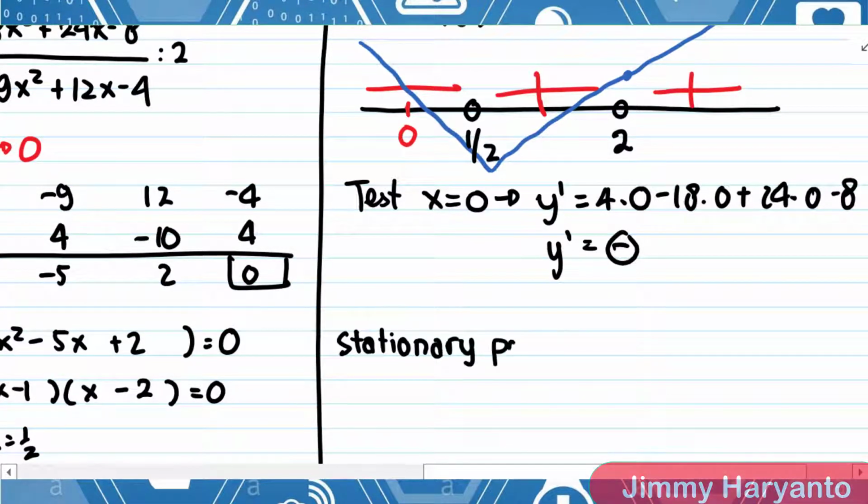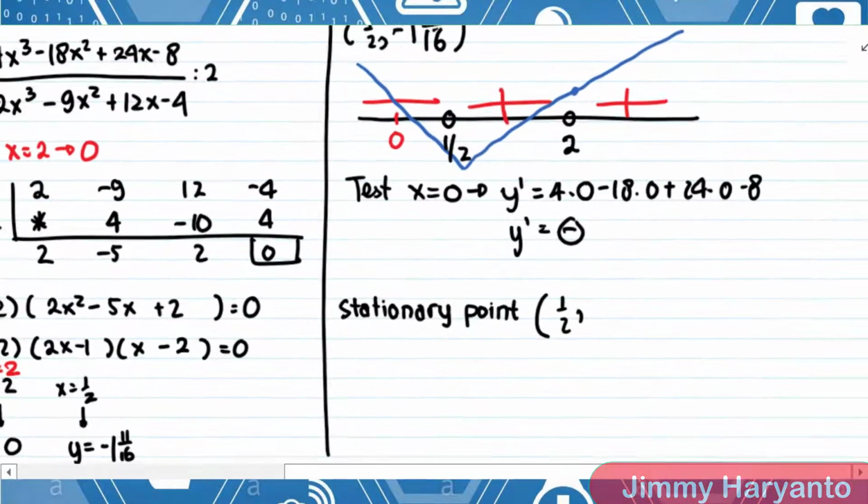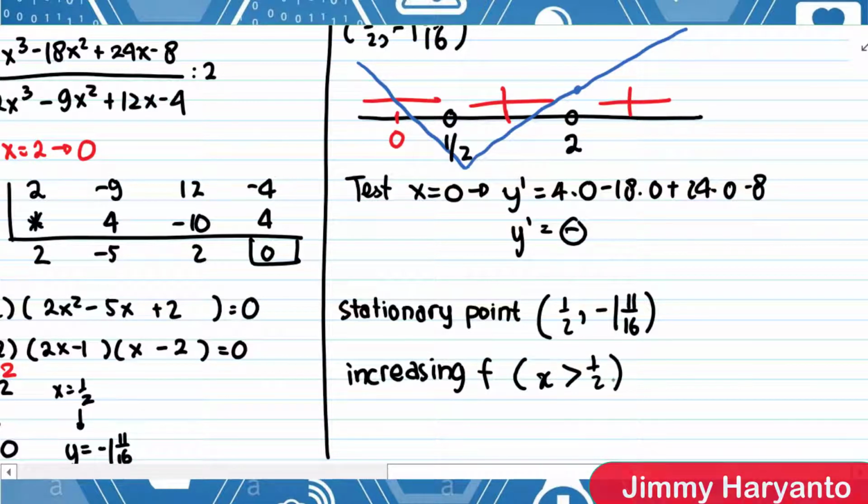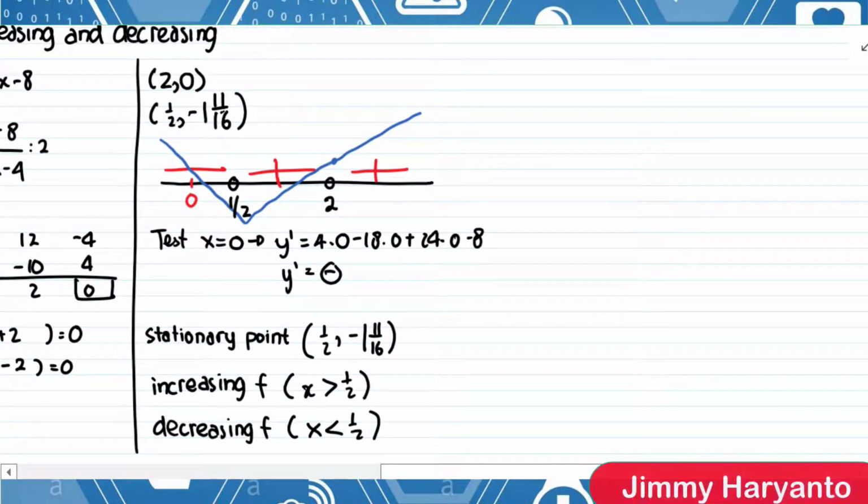The stationary point will be (1/2, -1 11/16), and the increasing function will be at x greater than a half, and the decreasing function will be at x less than a half. Okay, next is to find the inflection point.